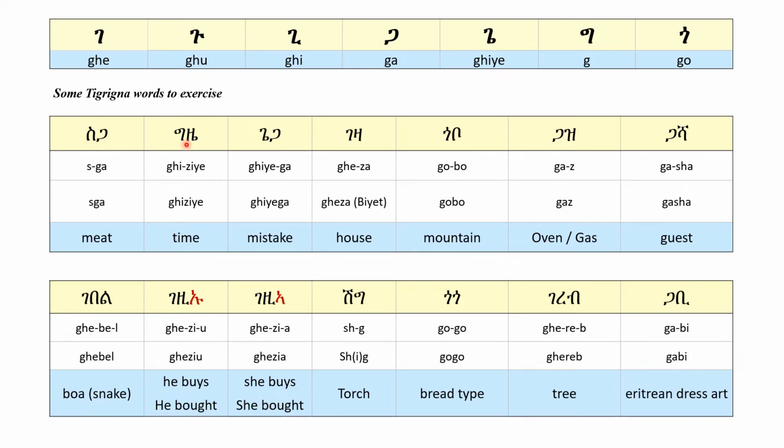Sga, gizie, gega, geza, gobo, gaz, gasha, gebel, geziu, gezia, shig, gogo, gereb, gabi. Gogo is a bread type in Eritrea. Gabi is Eritrean dress art.